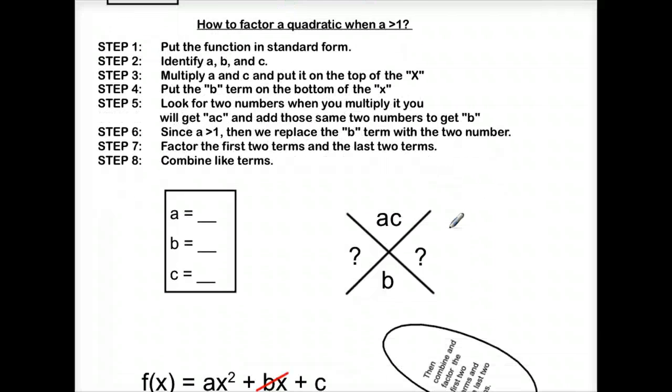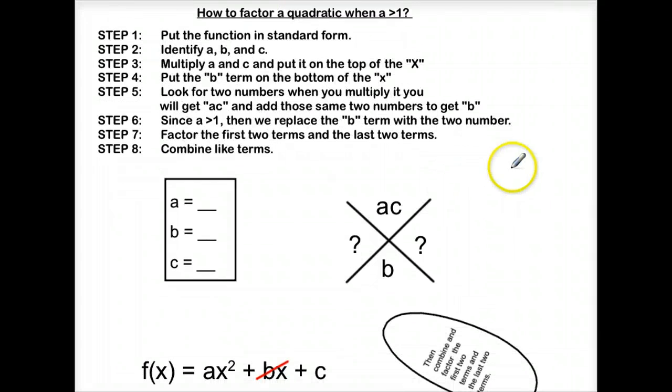Now this is where it gets a little tricky. How do we factor when a is greater than 1? So the same thing applies for a few steps. We check if it's in standard form, then I identify my a, b, and c.